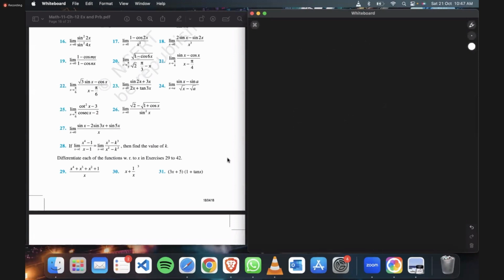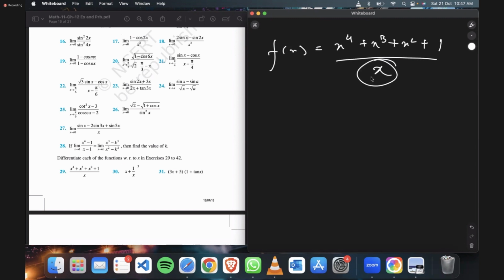So in the next question, what do we have? We have differentiate each of the function with respect to x. All right. From 29 to 42. All right, we can do this. So what is the function given as? Function of x is given as x to the fourth plus x cube plus x square plus 1 whole divided by x. This division part, these are problems in x cube plus x square plus x plus 1 by x. Now you can differentiate easily.